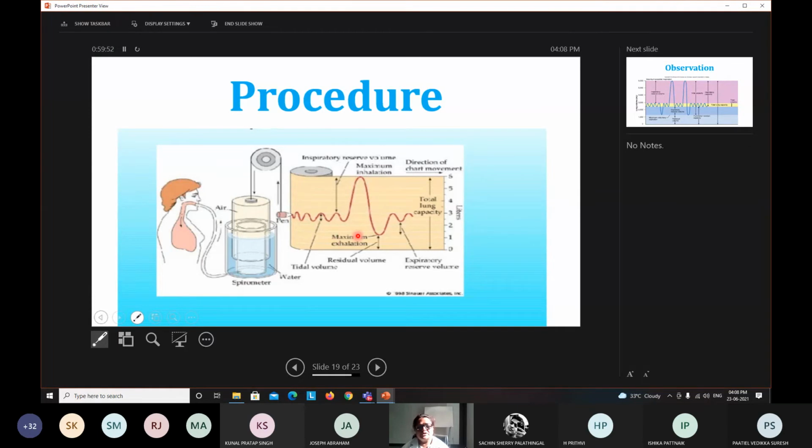Next, ask the subject to take deep inspiration. After the normal expiration, take deep inspiration and again breathe normally. Deep inspiration, what does it give? Inspiratory reserve volume. When the person takes a deep breath following normal expiration, it gives you inspiratory reserve volume. Whereas normal breathing, normal inhalation and exhalation, gives you tidal volume.